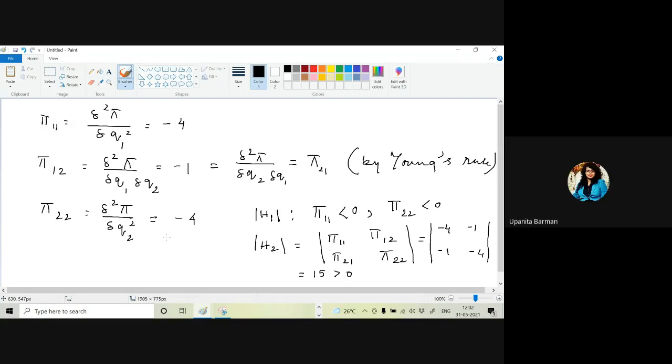Ma'am, -4, -3, -3, and -6. Pi 1 1 is -4. Okay. Pi 2 1 is also -3. And pi 2 2 is -6. Okay. So pi 1 1 and pi 2 2 are less than 0, and this you need to solve.